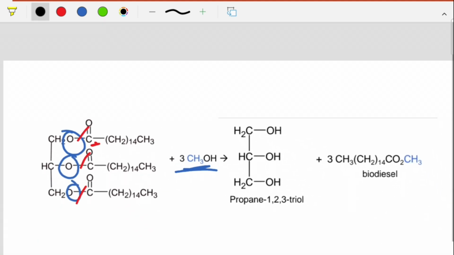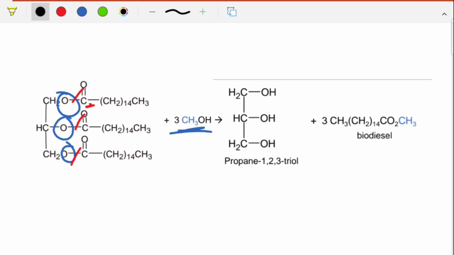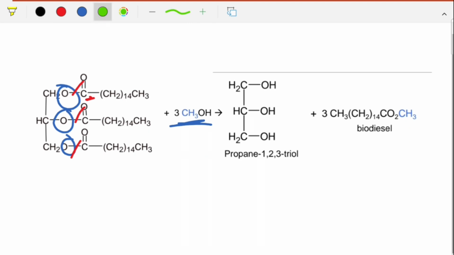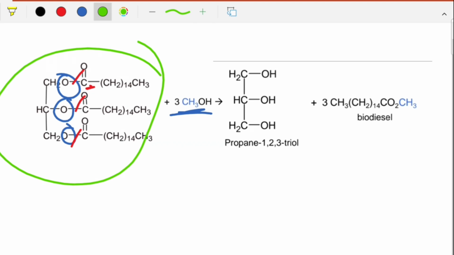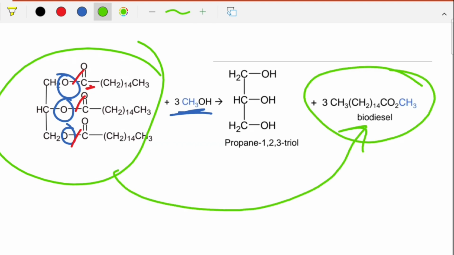And this process right here is called transesterification. I have problems saying this word. Transesterification is the process of converting one ester, which is this, into another ester, which is this ester, because biodiesel is made up of methyl esters of carboxylic acids. We're going to do exam questions on this today. So, let's get into it.